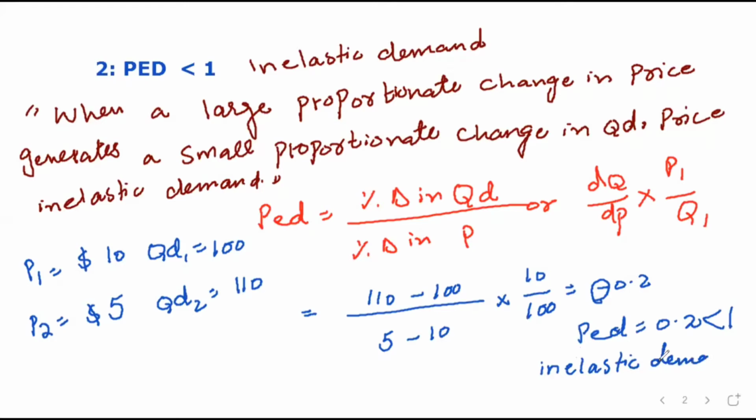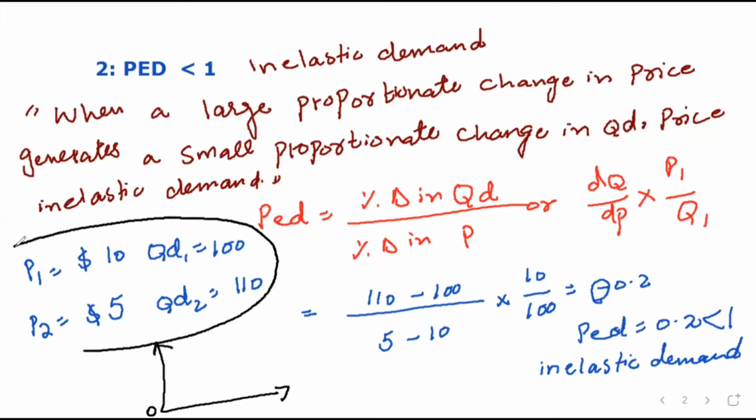Inelastic demand. If you want to show PED, then you can make a table and a diagram. The diagram will be like this. This portion is the table, where you're writing the data, and this is the diagram. So we take P on the y-axis and quantity demanded on the x-axis.